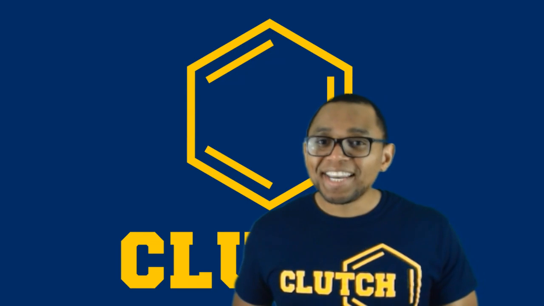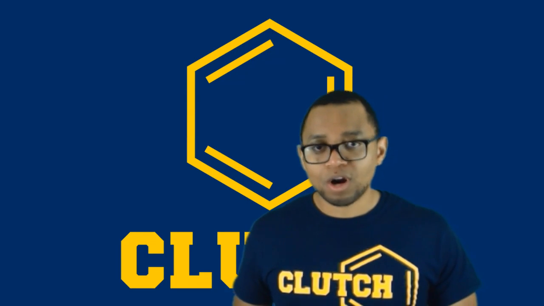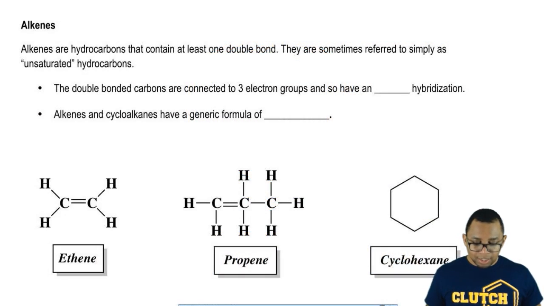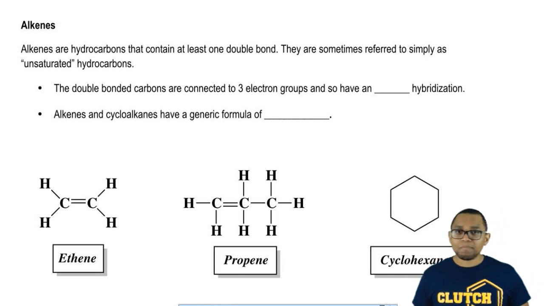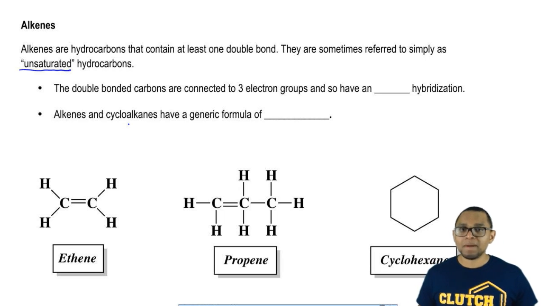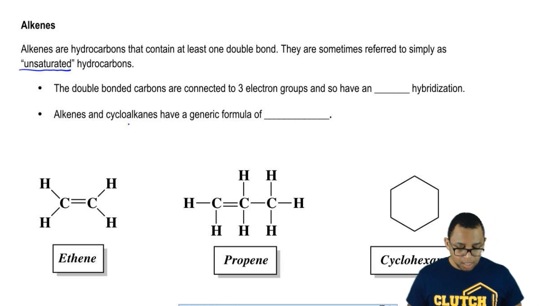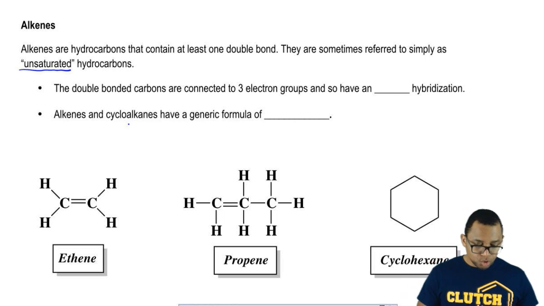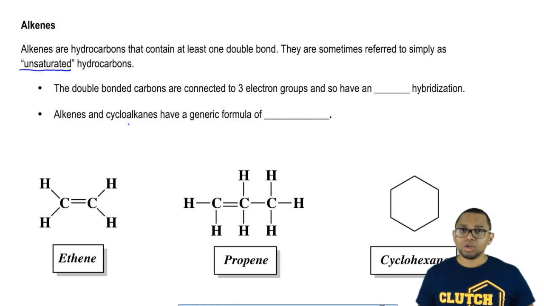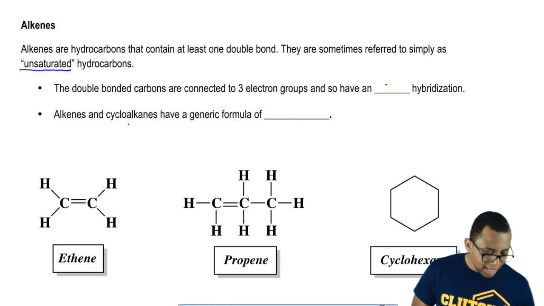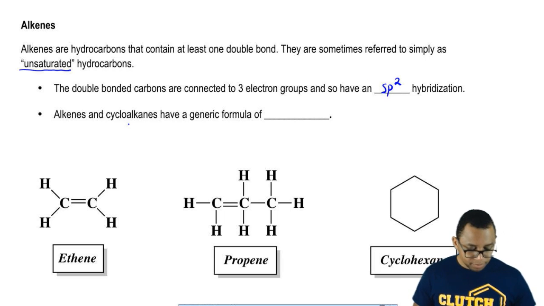All right, guys, so let's take a look at the alkene aspect now of hydrocarbons. So here, alkenes are hydrocarbons that contain at least one double bond. Now, once you start adding double bonds, which are pi bonds, you become unsaturated. Unsaturated just refers to the carbons not having the maximum amount of hydrogens possible. Here, the double bonded carbons are connected to 3 electron groups, so those double bonded carbons have an sp2 hybridization.